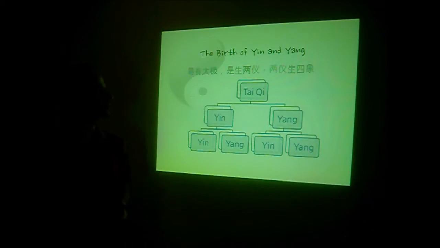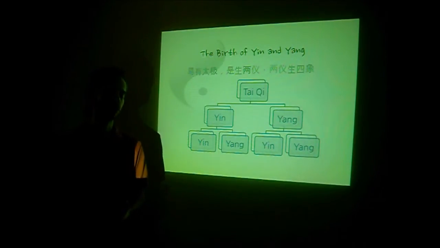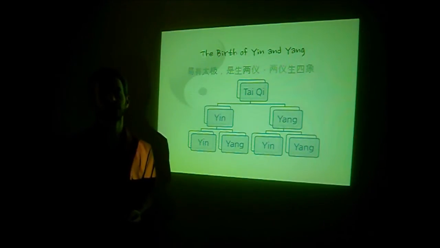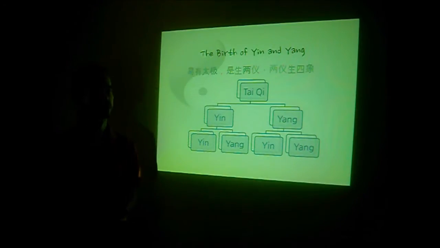So we're going to talk a little bit here about the birth of Yin and Yang and Sasang. This is a quote from the Sasang. The Sasang is a commentary on the I Ching written by Confucius.